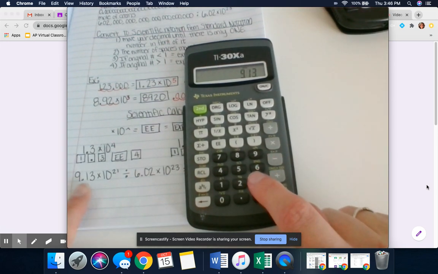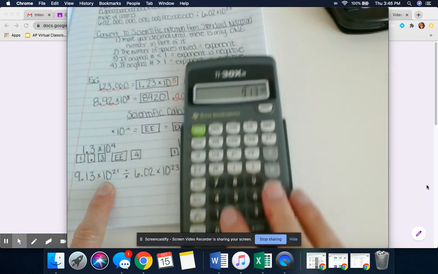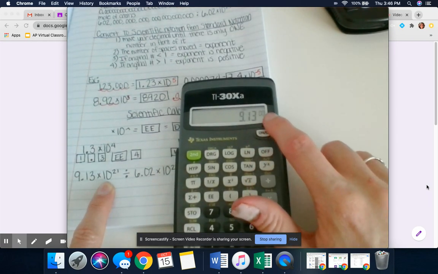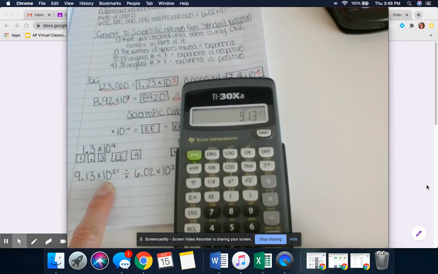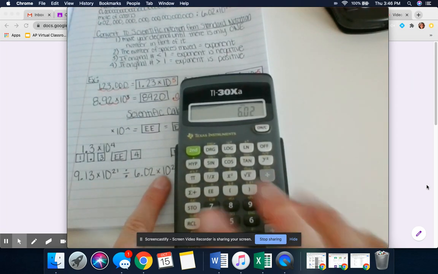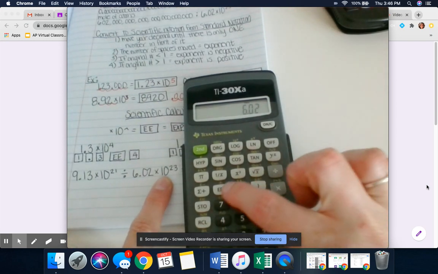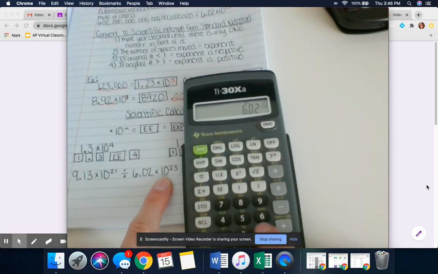Okay? You should type 9.13. Then remember, the times 10 part is EE. And what you should see on the screen is like little numbers go up in the corner. I'm going to say 21st. Okay? Then I'm going to hit divide. Then I'll hit my 6.02. And then remember that the times 10 to the part is just that EE button. So I see those little numbers go up here. And then 23. Okay. So if you get this answer, you did it correctly.